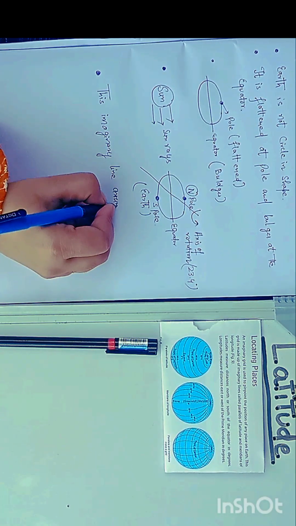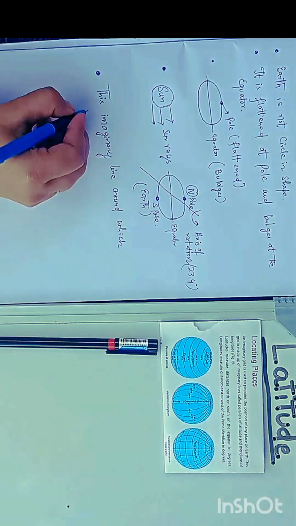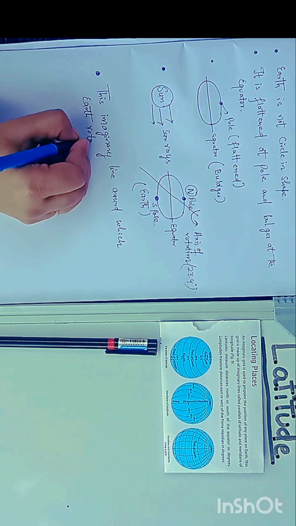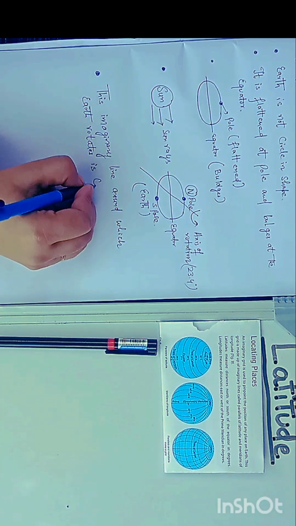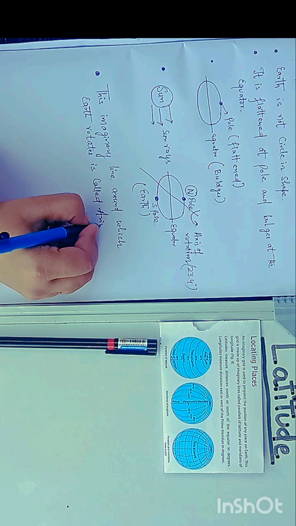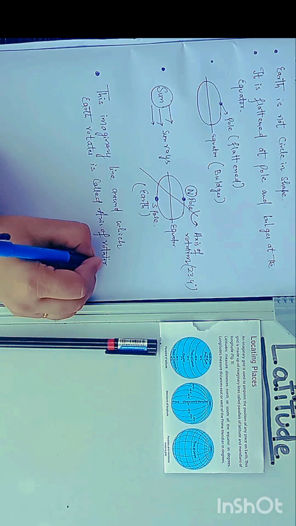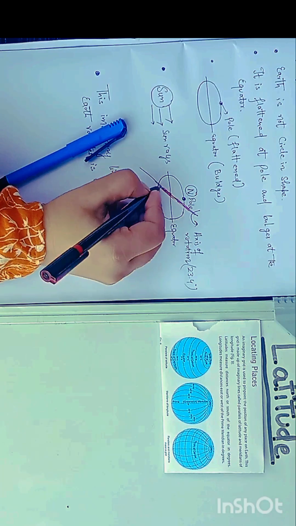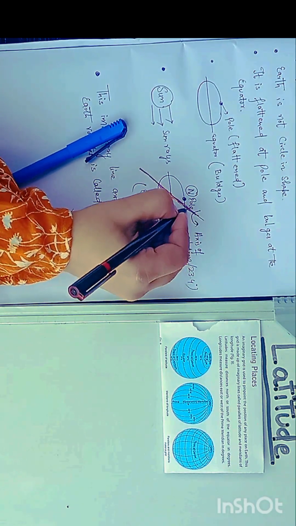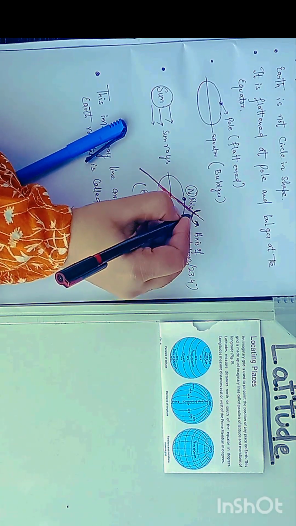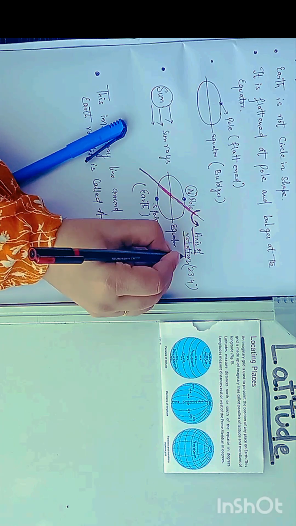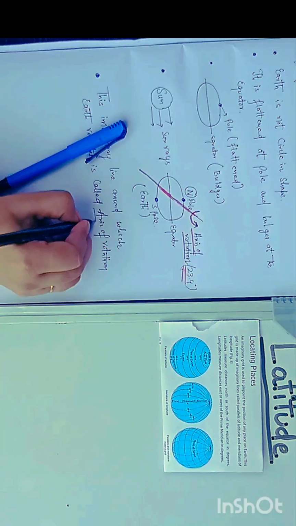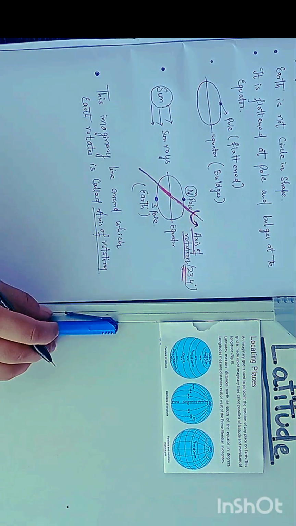This imaginary line axis around which our Earth rotates is called as axis of rotation of Earth, which is 23.4 degree. इस एक्सिस के अराउंड अर्थ रोटेट करती है, called as axis of rotation. Right? Is it clear?